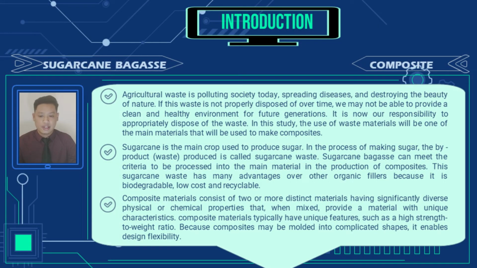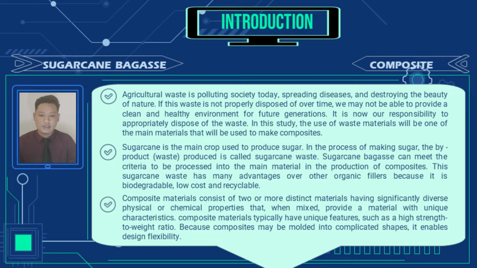For the introduction, agricultural waste is polluting society today, spreading diseases and destroying the beauty of nature. If this waste is not properly disposed of over time, we may not be able to provide a clean and healthy environment for future generations. It is now our responsibility to appropriately dispose of the waste.